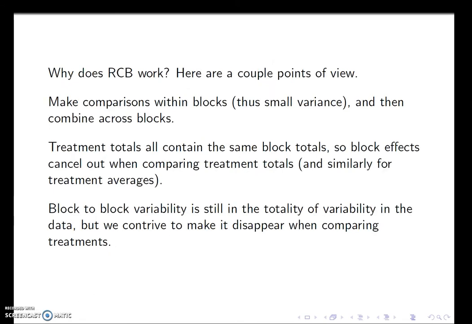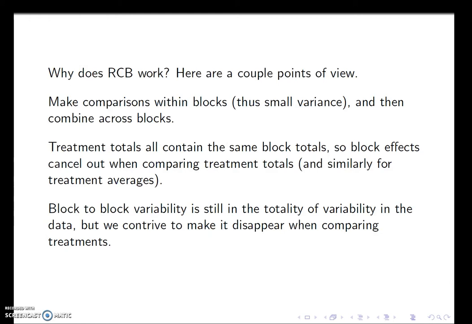Okay, this is the final slide for this set of notes. Why does randomized complete blocking work? Well, here's a few ideas. You're making comparisons within blocks, so you reduce your variation because those units within each block are very similar to each other. And then you combine those results across the blocks. So it's a more powerful way of combining these results and takes into account that you have similarity within block.